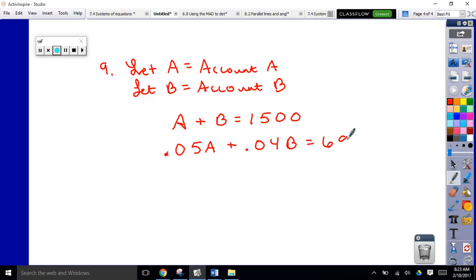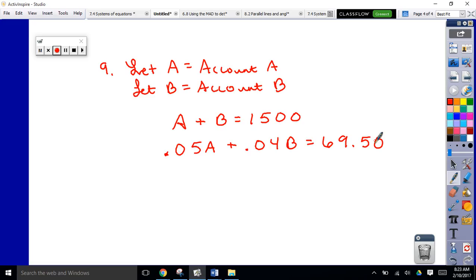Good. That's exactly correct. Okay, so the first equation is just telling us we know that 1500 got deposited into the account, so the amount in account A plus the amount in account B was $1,500. The second equation, just like the coin problems where we put the value of the coins, we put the interest rates. So account A is earning 5%, account B is earning 4%, and the total interest earned was $69.50.